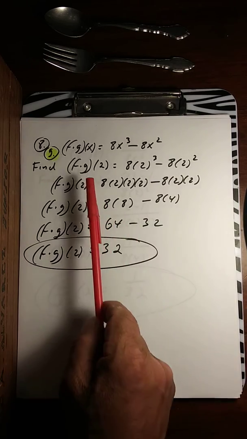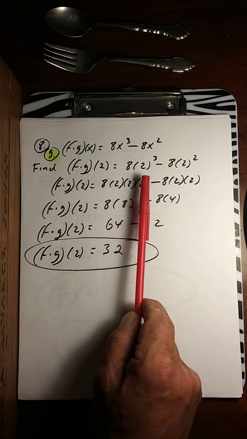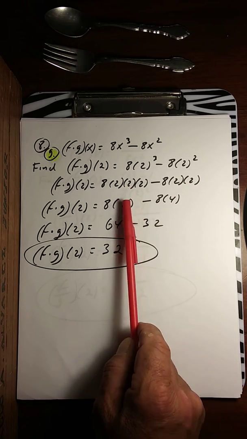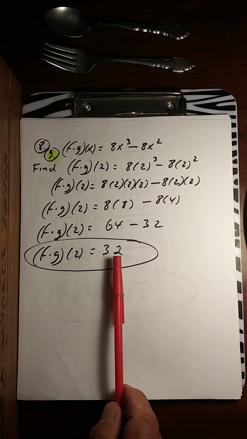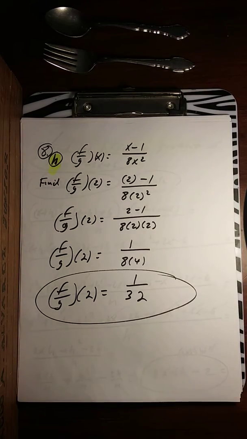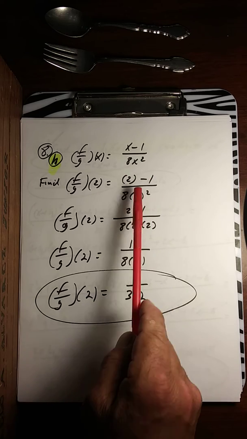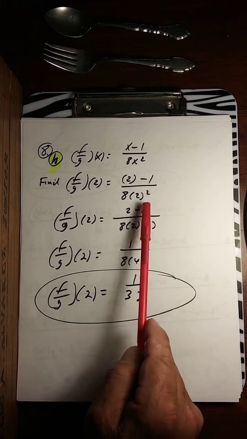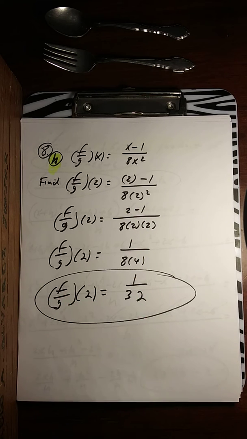Alright, this one. f times g of x is this. f times g of 2: put a 2 there, put a 2 there. 2 cubed means 2, 2, 2, so 4, 2's, 8. 8 times that, 64. That's 4, 4 times that. So 64 minus 32 is 32. So f times g of 2 is 32. f over g of x is this. f over g of 2: put a 2 there, put a 2 there. 2 times 2 is 4, 4 times that, 32, and this would be a 1. 1 over 32. f over g of 2 is 1 over 32.